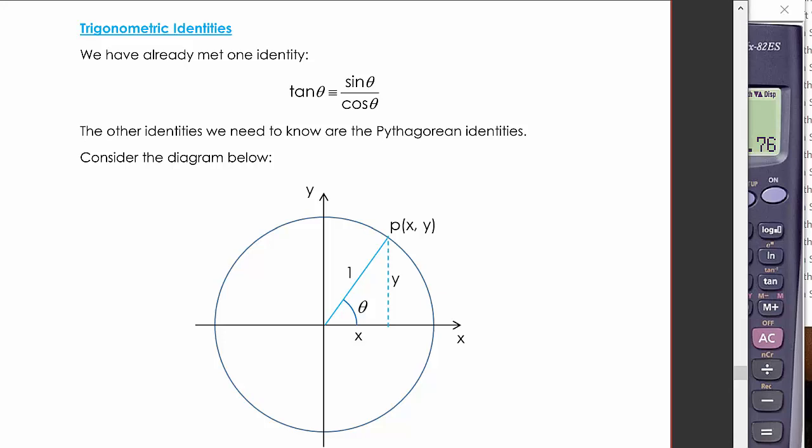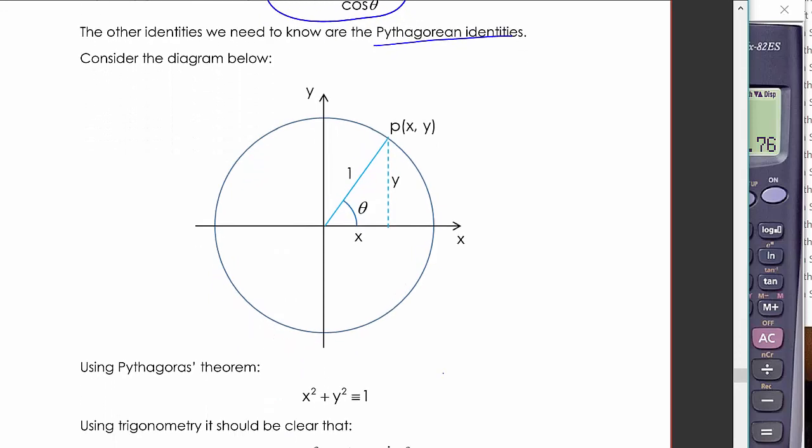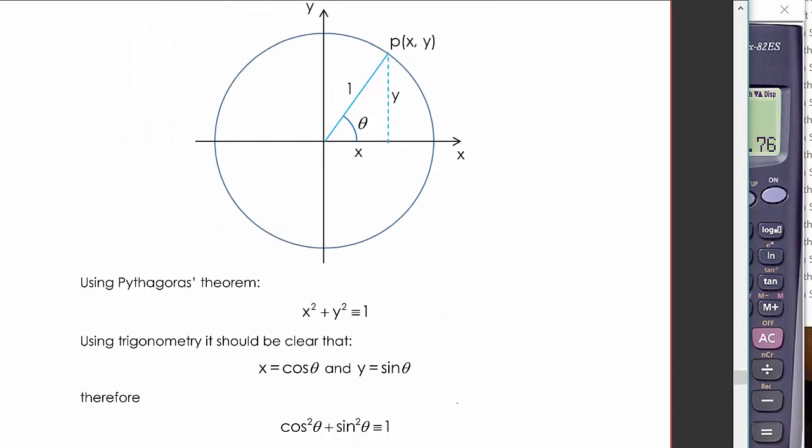So we're going to look at some trigonometric identities. We've already met one. We talked about tan theta is sine theta over cos theta. And the other ones we need to know here in this course are what's known as the Pythagorean identities. And in the Year 11 spec, there's a whole load more of them.